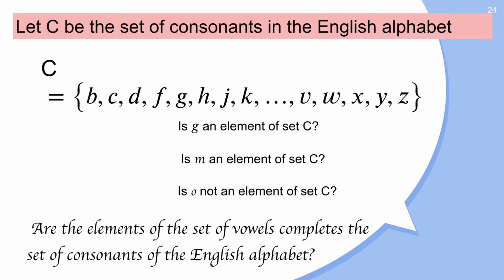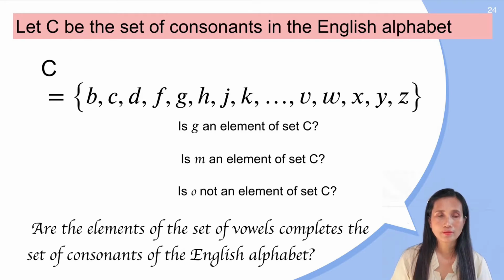Are you now ready to check if you got 4 points? Let us have number 1. Is G an element of set C? The answer is yes. Is M an element of set C? The answer is also yes. Is O not an element of set C? The answer is yes, because O is not included in the given set.